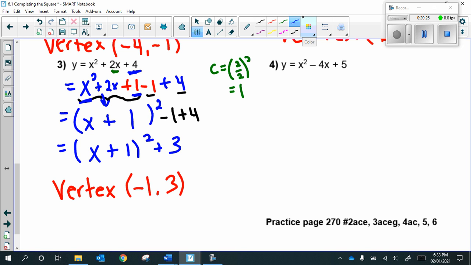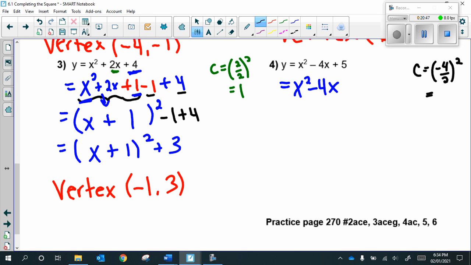X squared minus 4x plus 5. I can tell it's not a perfect square because I can't take the square root of 5. So I'm going to write down the first two terms, x squared minus 4x. I'm going to find my magic number here. I need my magic number to create my perfect square. So I'm going to take the b value, divide it by 2, and square it.